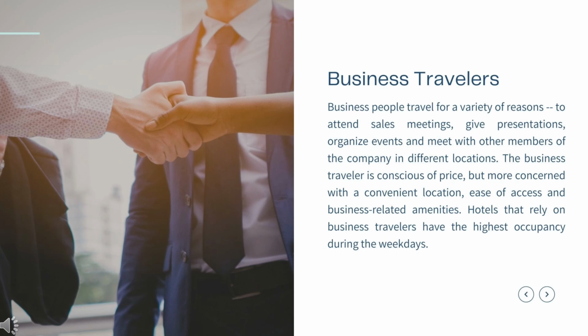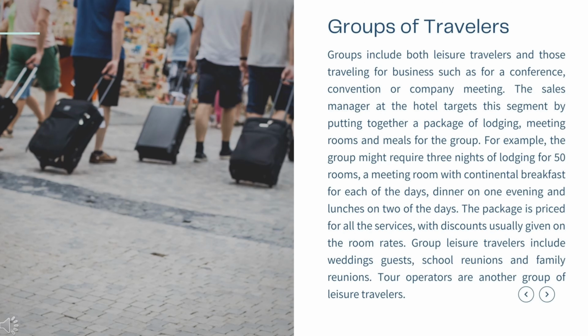We also have a group of travelers. Group includes both leisure travelers and those traveling for business, such as for conferences, conventions, or company meetings. The sales manager at the hotel targets this segment by putting together a package of lodging, meeting rooms, and meals for the group. For example, the group might require 3 nights of lodging for 50 rooms, a meeting room with continental breakfast for each of the days, dinner on one evening, and lunches on two of the days. The package is priced for all the services, with a discount usually given on the room rates.